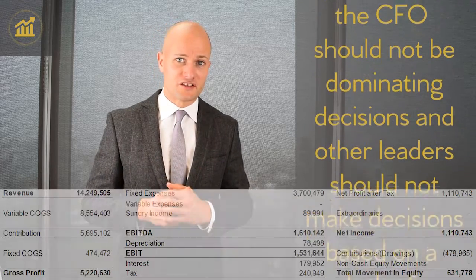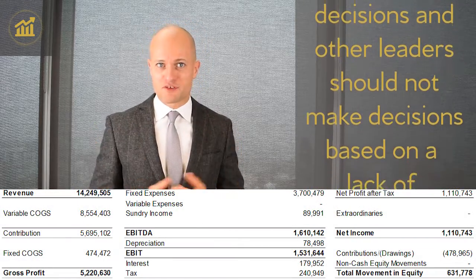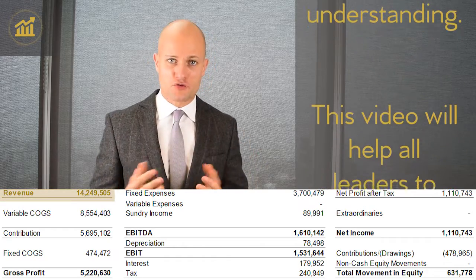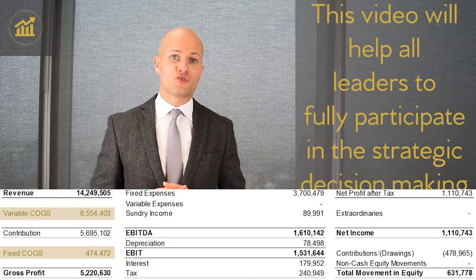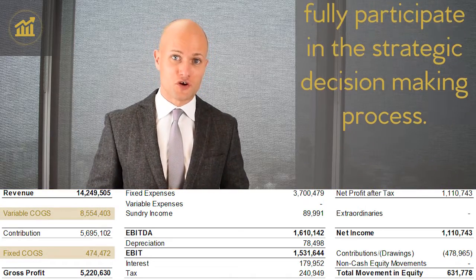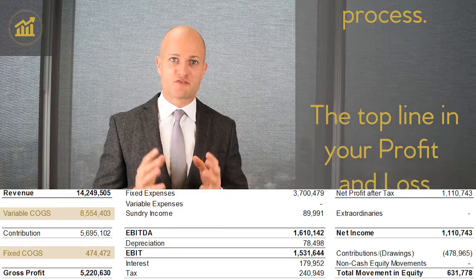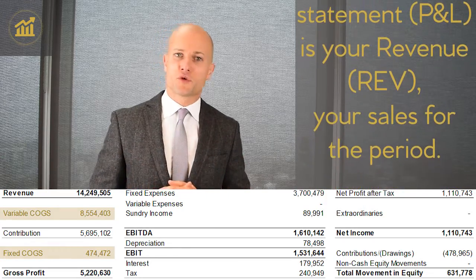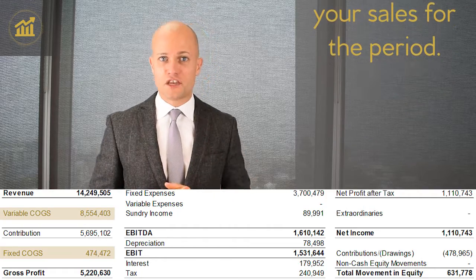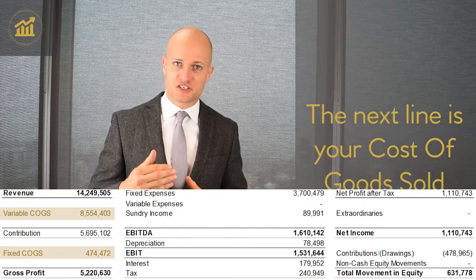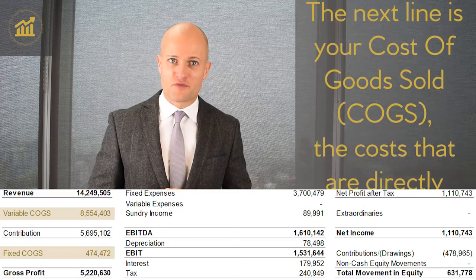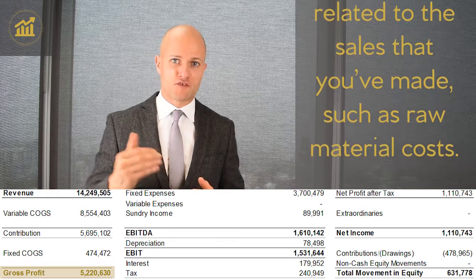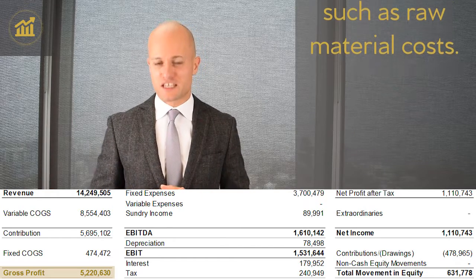So, the P&L. This is your profit and loss statement. Just quickly running through it, at the top you'll have your revenue, that's your sales for the period. Then you'll have your COGS, your cost of goods sold. These are costs directly related to the goods or the services that you've sold. So there will be things like raw materials. When you have your COGS deducted from your revenue, that gives you your gross profit. Now, if you divide your gross profit by your revenue, that gives you your GP percentage.